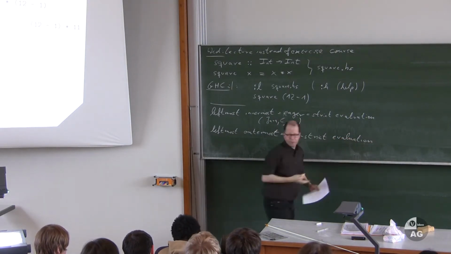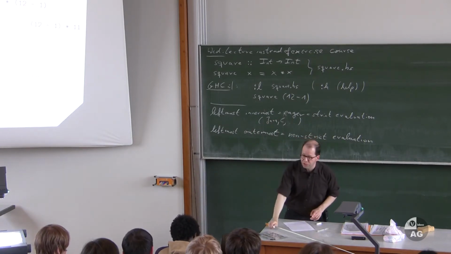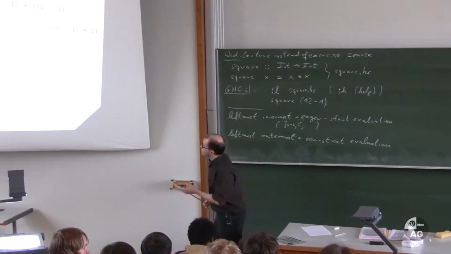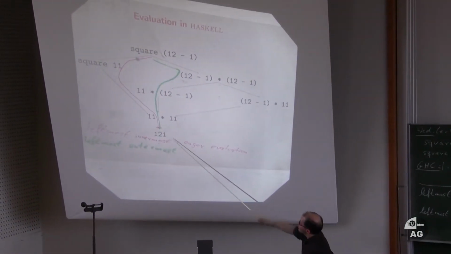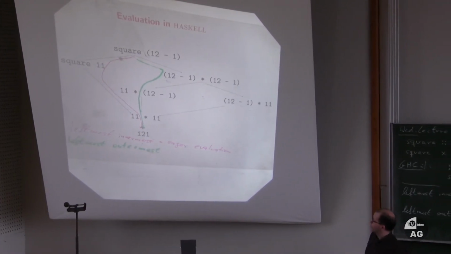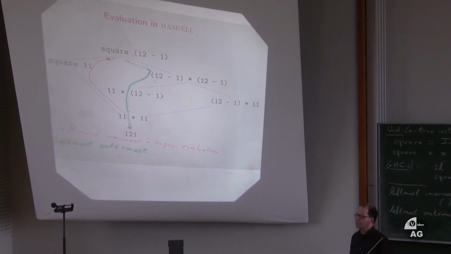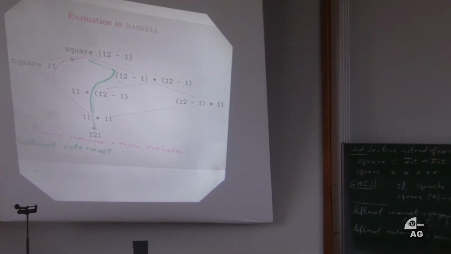Now we can discuss what are the advantages and disadvantages of these two evaluation strategies. First thing is that luckily they reach the same result. No matter what evaluation strategy you use, it ends up with 121. And the first question is, is this coincidence, or are there programs where with this one strategy you get 121 and with the other you get 122, so it's pure chance what your result is? Well, luckily this is not the case.